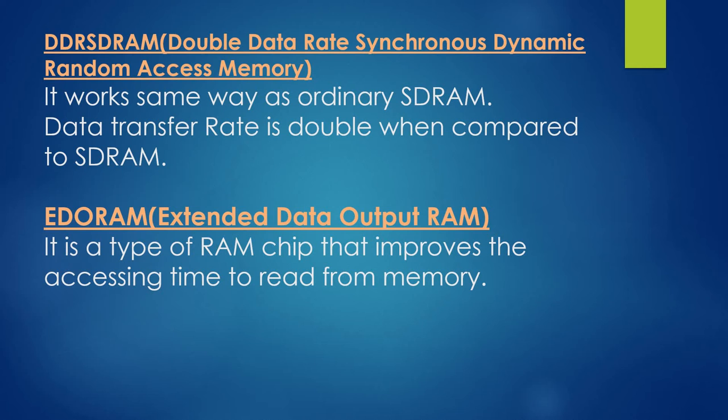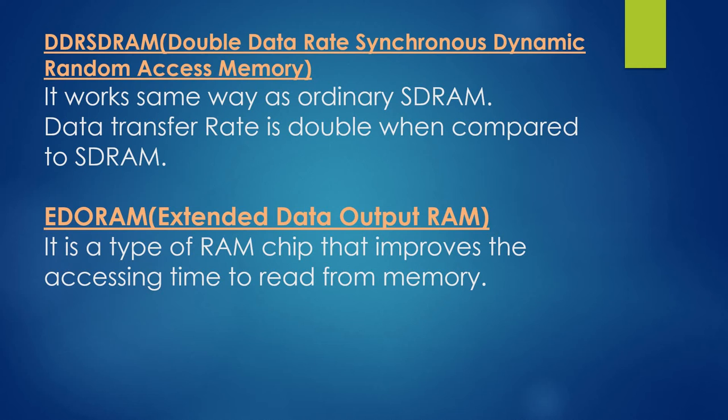Next, EDO RAM. EDO RAM is extended data output RAM. It is a RAM chip that improves the access time to read from memory. That is, if you are using this EDO RAM, you can easily read the data from the memory. That is EDO RAM, extended data output RAM.